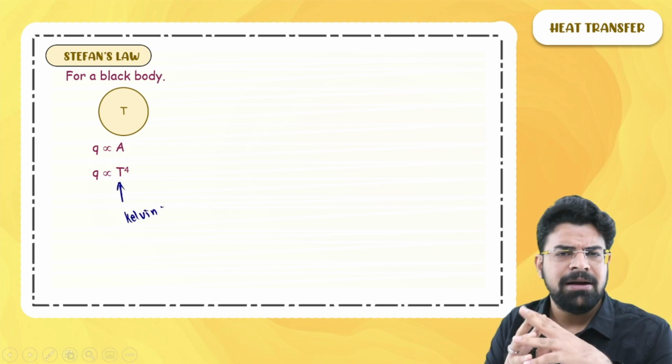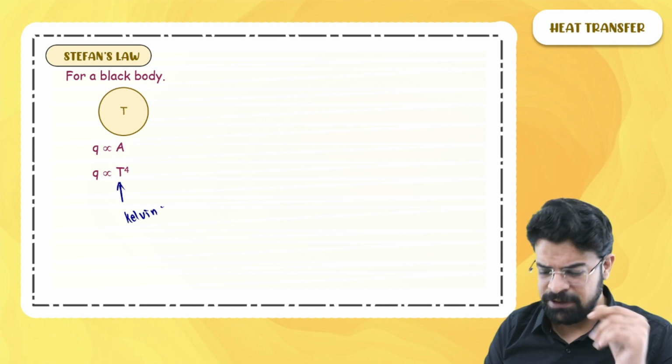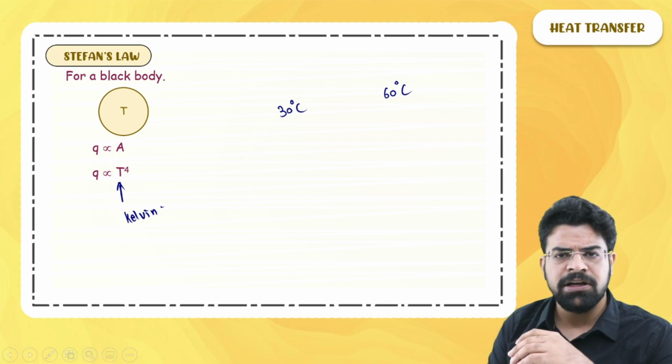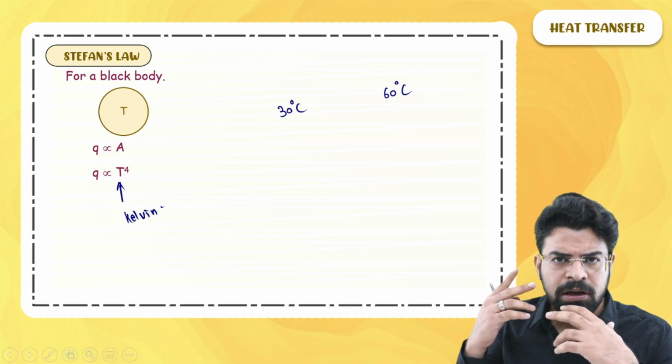A common error that students make: teachers give them a question like the initial temperature is 30 degrees centigrade, the final is 60 degrees centigrade. What happens to the heat radiated?